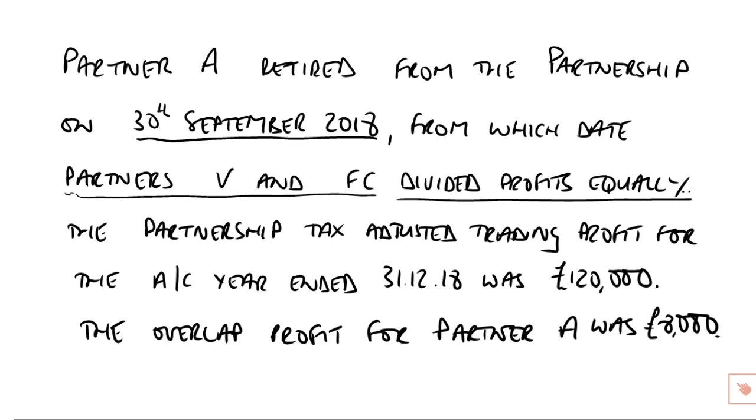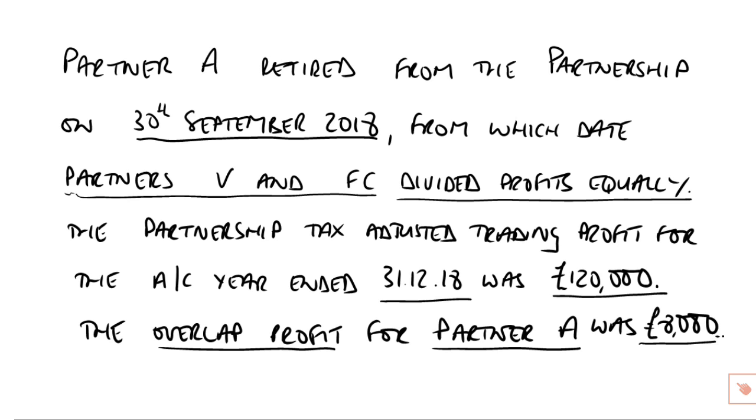The partnership's tax adjusted trading profit for the accounting year ended December 18, remember the partnership prepares accounts to December year ends, was £120,000. And what we need to know so far as partner A is concerned, as now it's a cessation, is what was the overlap profit. And the overlap profit from opening years, we are informed, was £8,000. Right, how do we deal with partner A here?